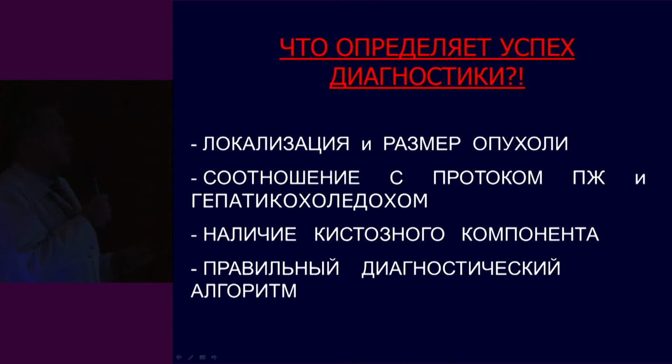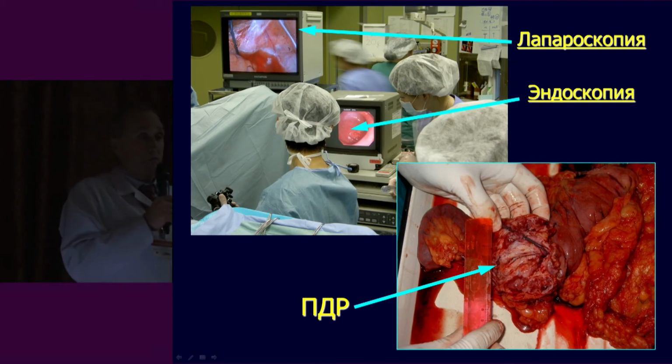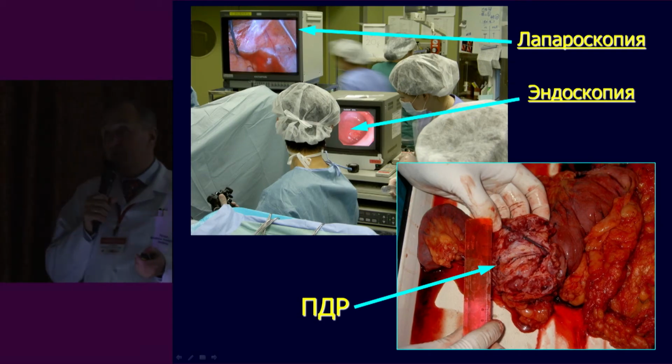So first of all, we need to understand the tumor size and the localization. If it is a small tumor, if it doesn't compress the pancreatic duct, that doesn't invade into the pancreatic duct, then diagnosing it is almost impossible. And in this particular situation, if you can suspect such type of tumor, then EUS can be resorted to in order to verify the diagnosis. Of course, the presence of the cyst and correct diagnostic algorithm should be used.